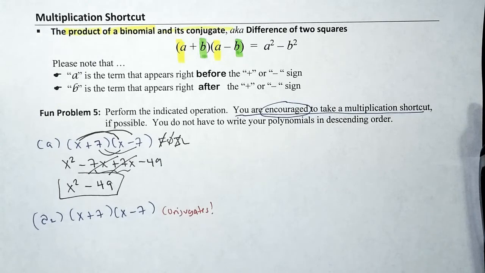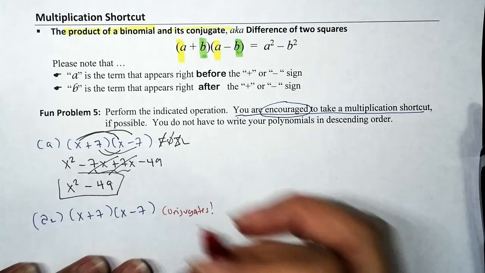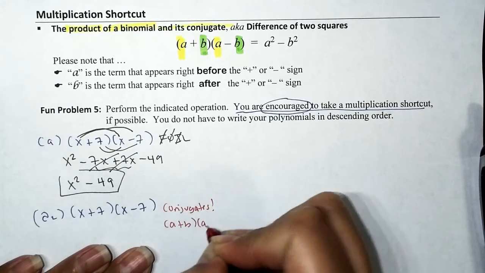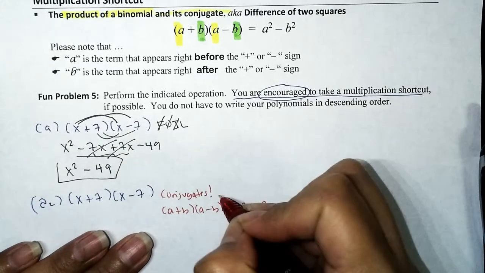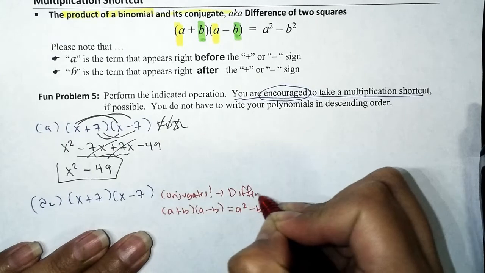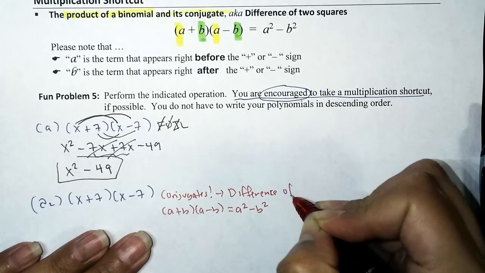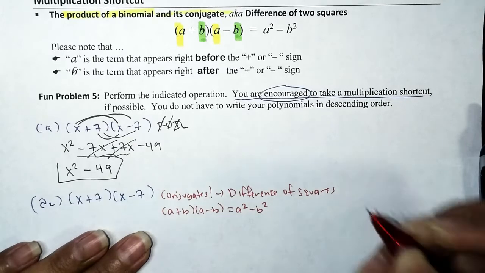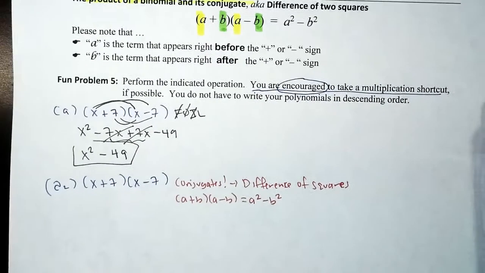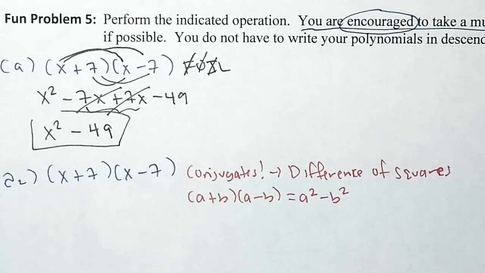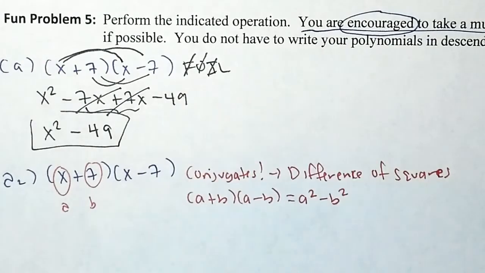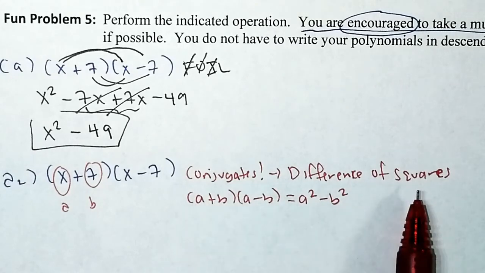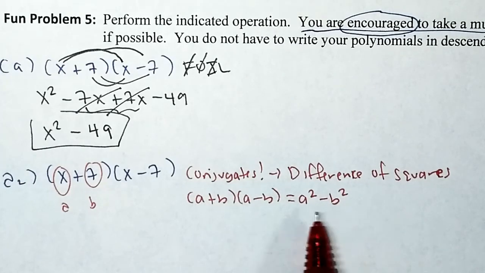Okay, so let me remind myself of the formula. If we have a product of conjugates of the form a plus b times a minus b, if this is your question, then this is your answer: a squared minus b squared. Remember, the product of conjugates simplifies to a difference of squares. So now let's identify a and b. A is whatever you see before the operation and b is whatever you see after the operation. So again, with the multiplication shortcut, the product of conjugates simplifies to a difference of squares. If this is your question, then that's your answer: a squared minus b squared.